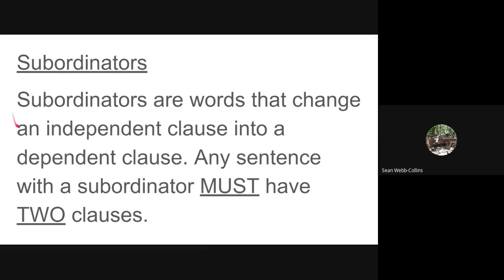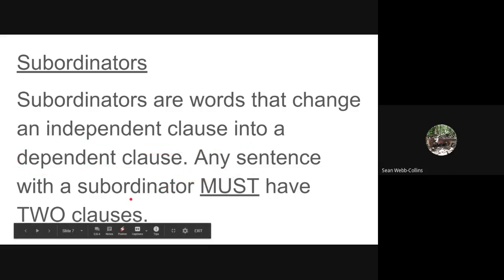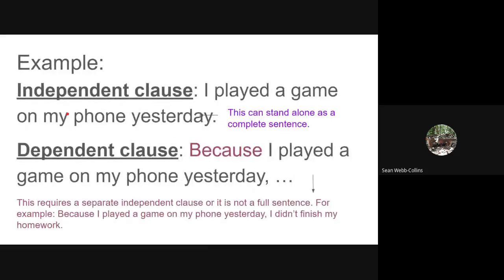Again, we must remember that subordinators are words that change an independent clause into a dependent clause, and that in any sentence with a subordinator, there must be two clauses. We just need to remember that subordinators are used for four different reasons: to contrast two ideas, to demonstrate cause and effect relationships, as part of a conditional sentence, and in time-related sentences. For example, the independent clause, I played a game on my phone yesterday.